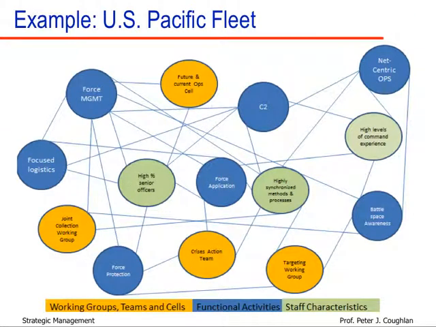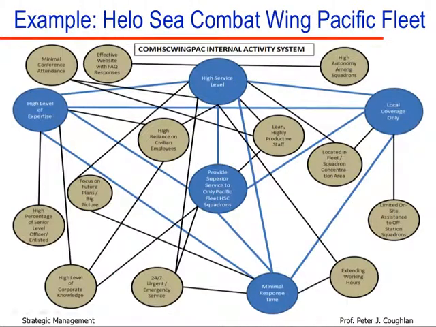Now there's several here where students, in addition to drawing the interrelationships, were identifying the different categories. So here, for example, in yellow were the working groups, teams, and cells. The blue with the functional activities, green with the staff characteristics of the U.S. Pacific Fleet. And you'll see the use of different coloring. Now the coloring has to be explained, either in your key like this or in your text, to explain the different activities, in terms of whether that is a goal, a theme, or an activity. Sometimes using different colors helps explain that.